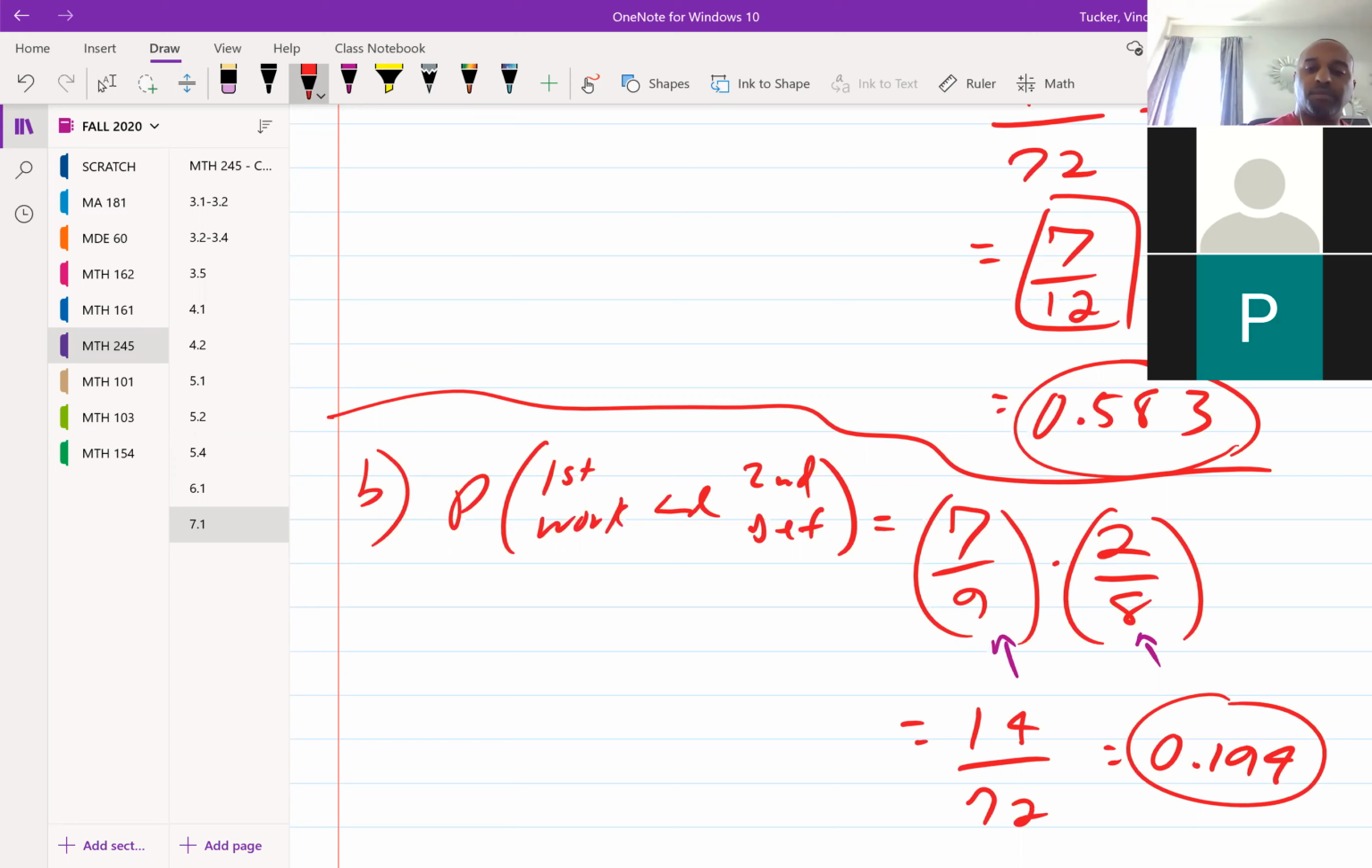0.194. That's where I've been messing up. I've been taking away from the wrong place on part B. I've been taking away from the top and the bottom. Gotcha. Yeah. Times 2/9.